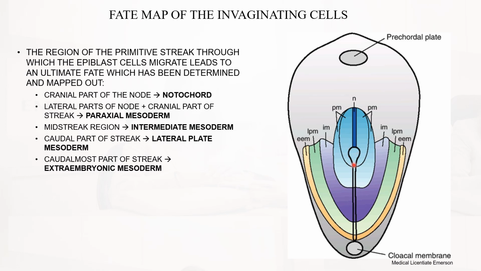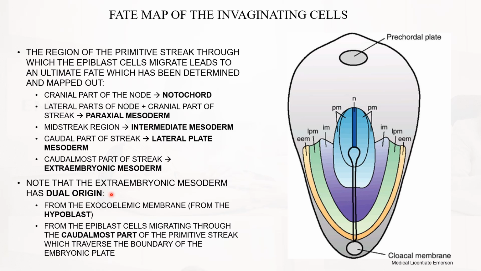The lateral aspects plus the cranial part will become the paraxial mesoderm. Then next we have the median region, which is this middle region. It will become the intermediate mesoderm. Then the caudal part of the streak becomes the lateral plate mesoderm. Then you have the caudalmost part of the streak, which is here, and will become the extraembryonic mesoderm. Then that's it.